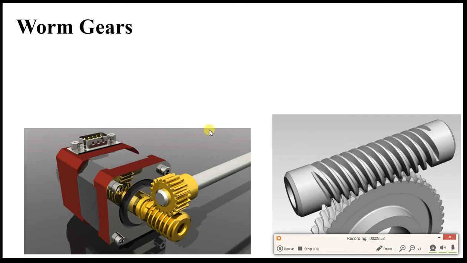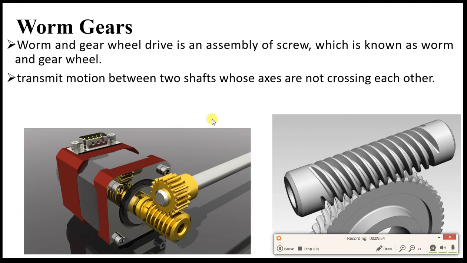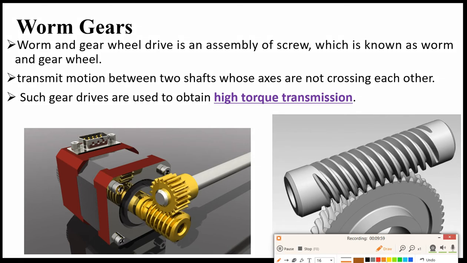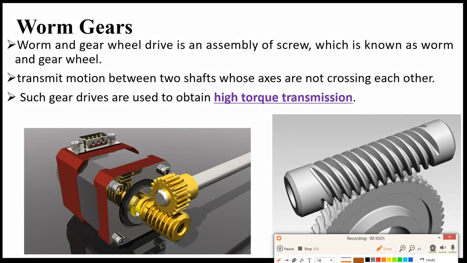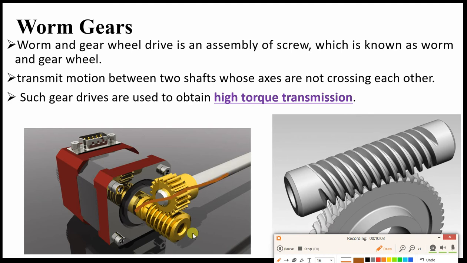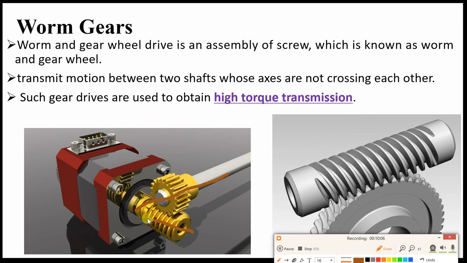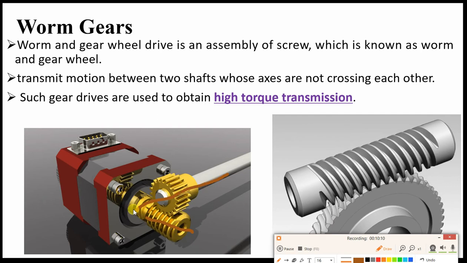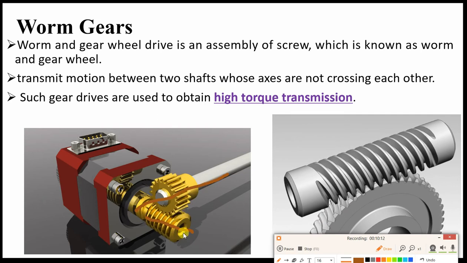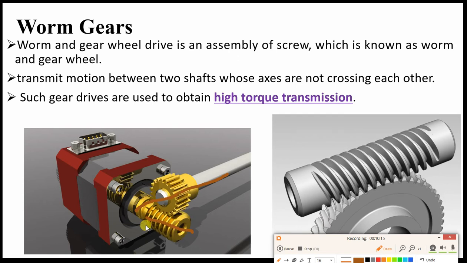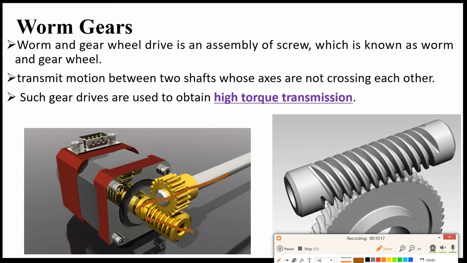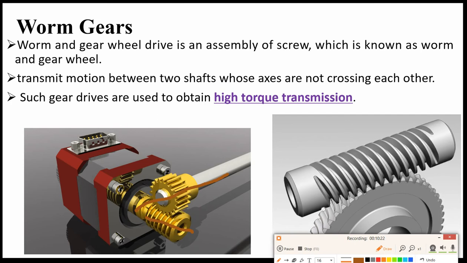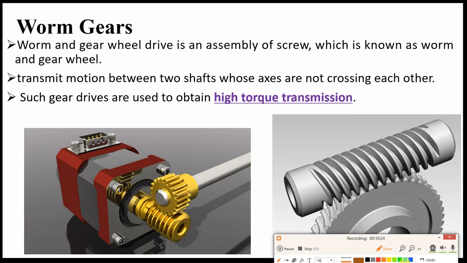Then worm and worm wheel gear. Here you can observe this is the axis of this gear and this is the axis of this gear. Both axes will not intersect, because this axis is above and the axis of this gear is below. So they are not going to intersect each other. So it is a non-parallel, non-intersecting axis gear. It is called the worm and worm wheel gear.